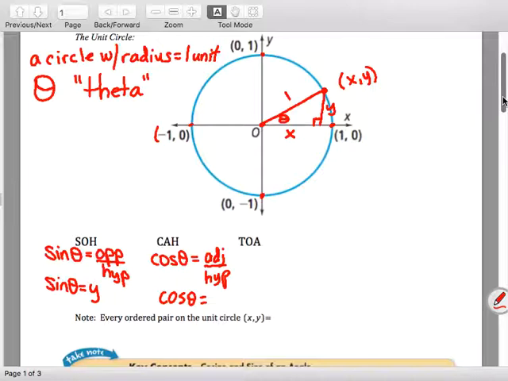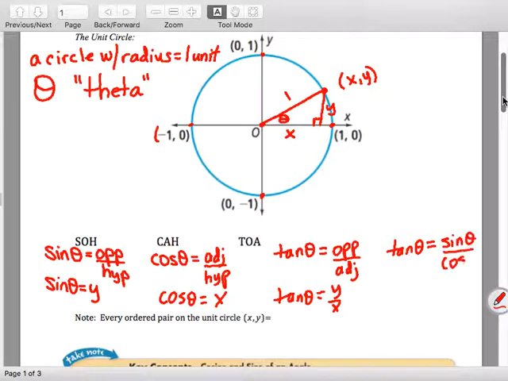X over 1, which is x. And then TOA stands for tangent, which is opposite over adjacent. According to this diagram, if tangent of an angle is the opposite side over the adjacent, what would that be in the triangle? Y over x. But guess what? Look back at what we figured out from SOH and CAH. Sine theta is y. X is cosine theta. Correct? So couldn't I rewrite this as tangent theta equals sine theta over cosine theta? This third one we're not going to need right now, but we are going to use it later in the chapter.